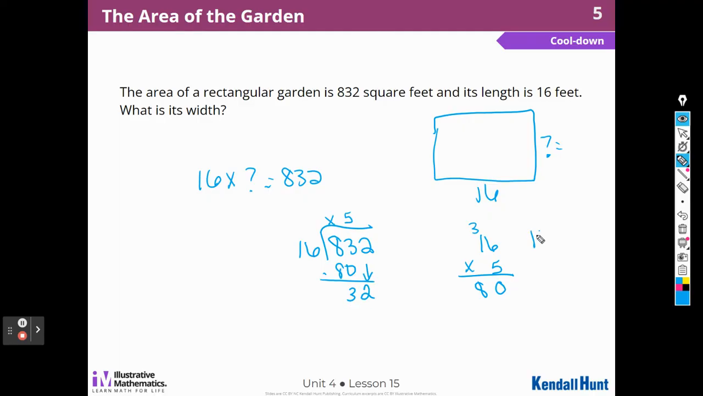Well, let's see what 16 times 2 is. 2 times 6 is 12. 2 times 1 is 2, plus 1 is 3. So it's 52. So the width of this garden was 52 feet. The length was 16 feet, and the area was 832 feet squared, or square feet.